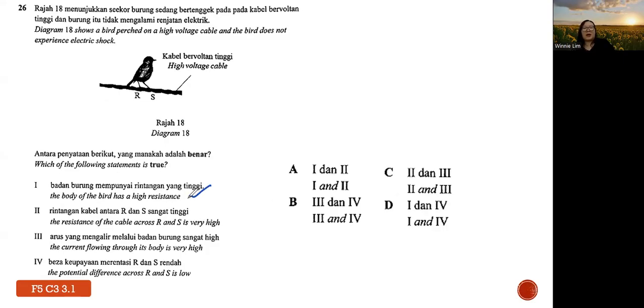The resistance of cable from R to S is very high. Cannot be high, that means the bird would be burned already. Okay, then the current through the body is very high. Also cannot. The potential difference across R and S is small enough, okay? So that's why the correct answer is 1 and 4.